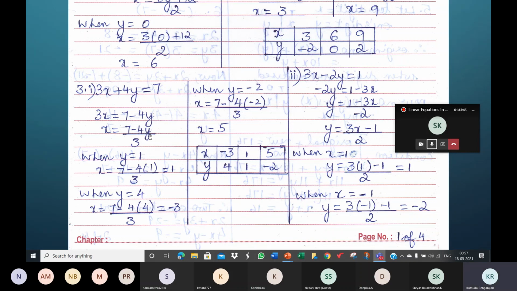Okay, then let's try minus 1. 0 is not happening, so let's try minus 1. Minus 4 into minus 1 is plus 4. So 7 plus 4, 11. 11 by 3 is 3 2/3. Again, 3 2/3 is difficult to plot. That is, 3 2/3, comma, minus 1, because y is minus 1. It's inconvenient to plot, so we'll not go ahead with that.